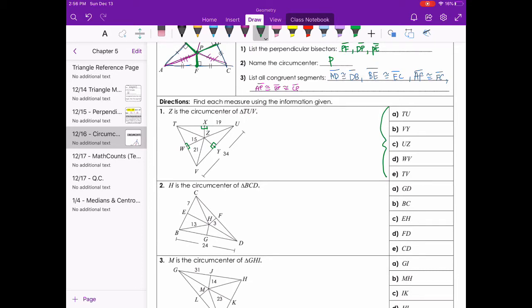Okay. So if it wants me to find the distance of TU, that's that entire thing. This piece is 19, meaning this piece would be 19 as well. So that entire thing would be 38. I'm going to erase as we go so you can see everything. Okay. VY is the next thing it wants me to find. If this entire segment is 34, then VY must be 17.